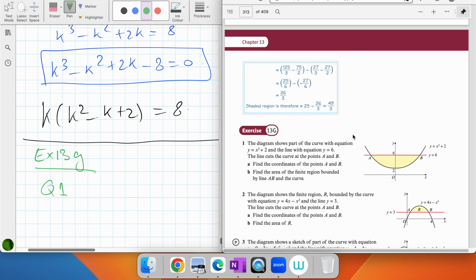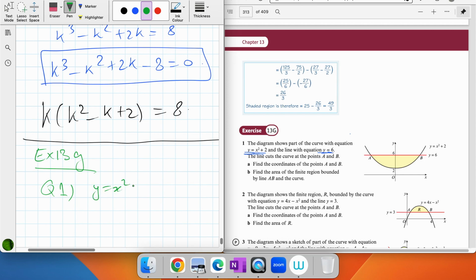The diagram shows part of the curve with the equation y equals x squared plus 2 and the line with the equation y equals 6. The line cuts the curve at the points A and B. Find the coordinates of A and B. So the first equation is y equals x squared plus 2. The second equation is y equals 6.